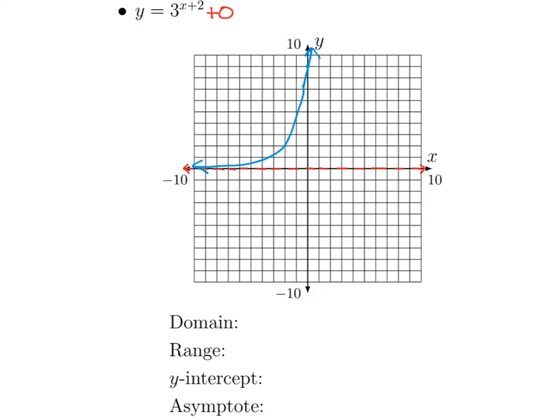There you've got your graph. The same idea of a swoopy graph there. So the domain is all real numbers. The range is all the numbers above 0. And the y-intercept is 0, 9. And the asymptote is y equals 0.